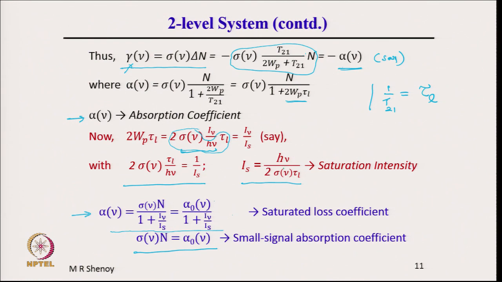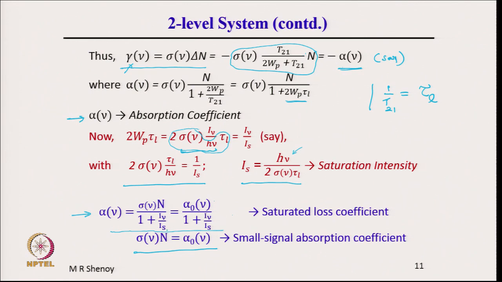We can see the dimensions, for example, h nu is energy, sigma of nu is area and tau_L is time. So, energy per unit time per unit area is intensity, and dimensionally, that is why we called it I_s, and that term represents the saturation intensity. We will see the importance of this saturation intensity.